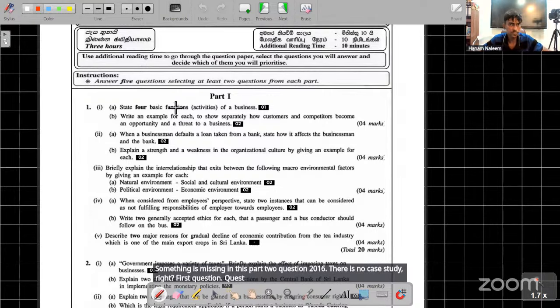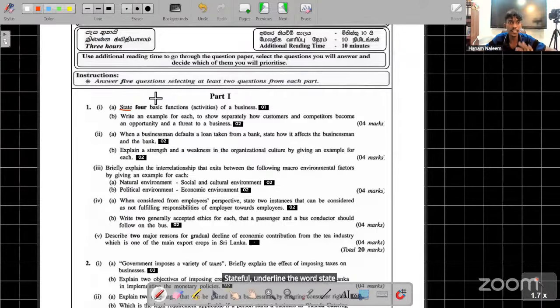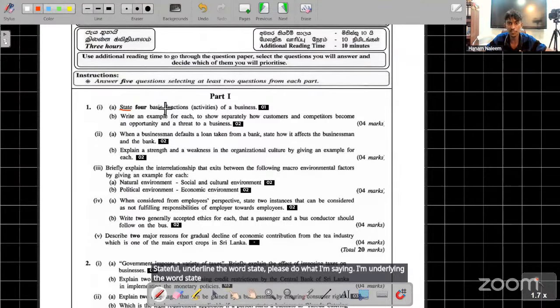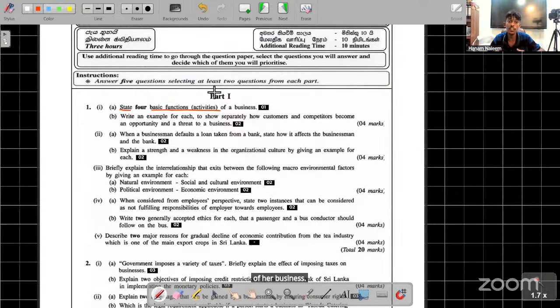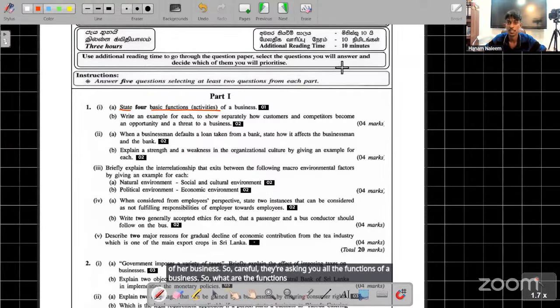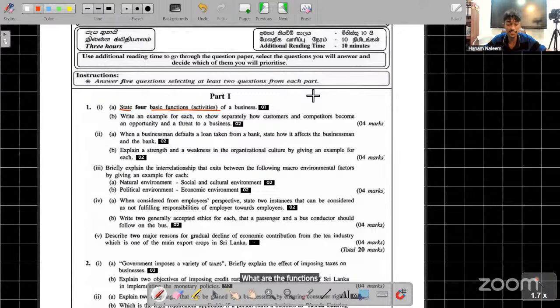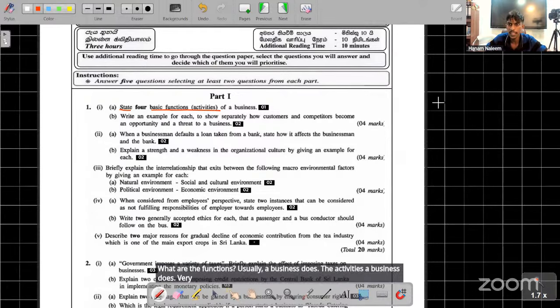Question number 1. State 4. Underline the word state, please. Do what I'm saying. I'm underlining the word state. 4 basic functions. Underline the words basic functions of a business. Be careful, they're asking you all the functions of a business. So what are the functions a business does? The activities a business does. Very simple. We can take production, administration, marketing, HR.